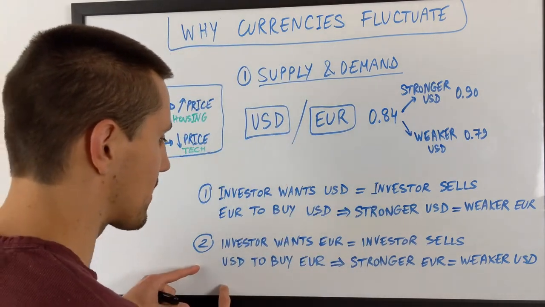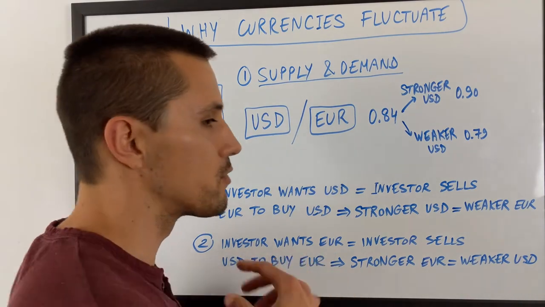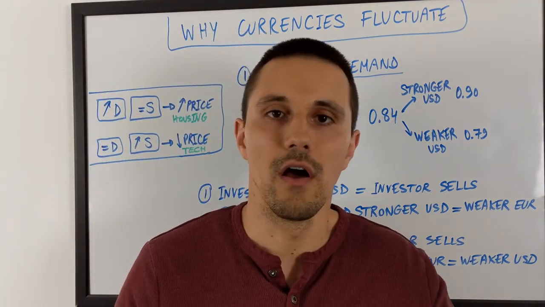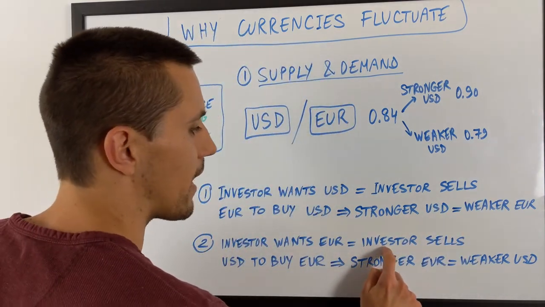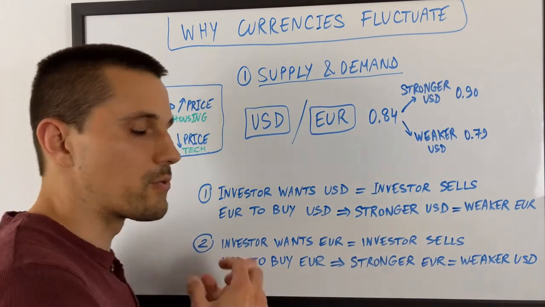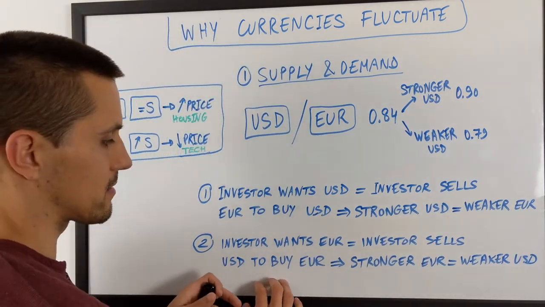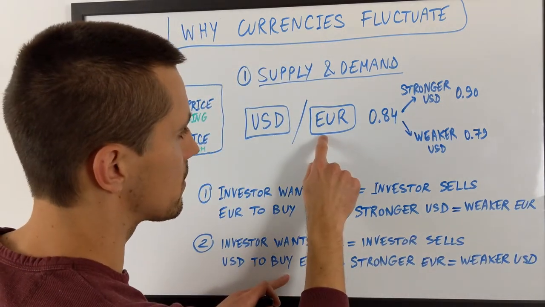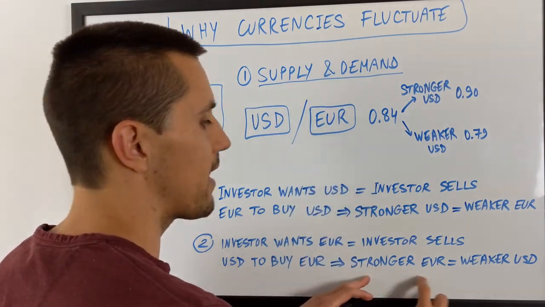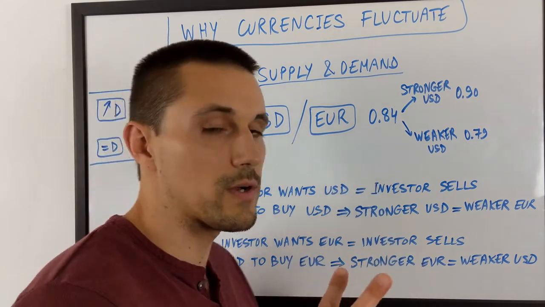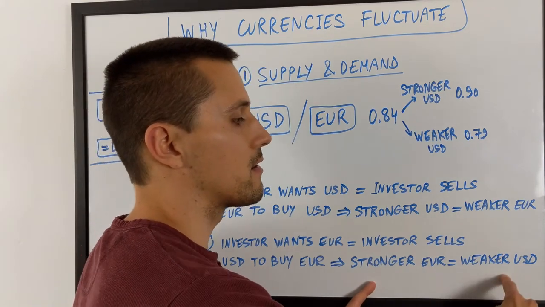On the other side, the second example, imagine here, I'm an investor and I want to buy euros because let's say I want to own European stocks, for example, or I want to invest in Europe, okay? In this case, as an investor, I have to sell US dollars to buy euros. Again, it's a trade, okay? So in this case, because I'm buying euros, the demand for euros is going up, which means I will have a stronger euro, okay? And what does it mean? Otherwise, the counterbalance, a stronger euro means a weaker US dollar.